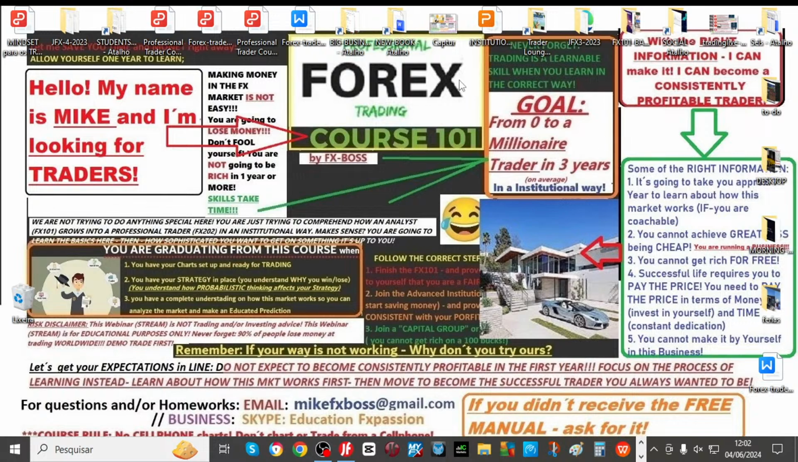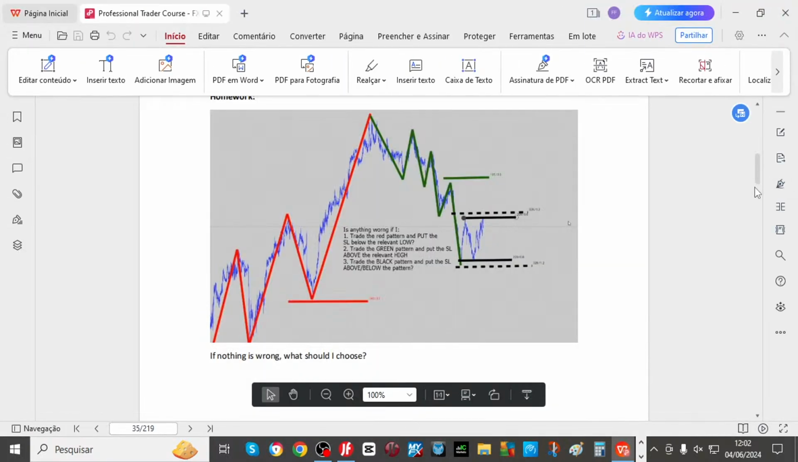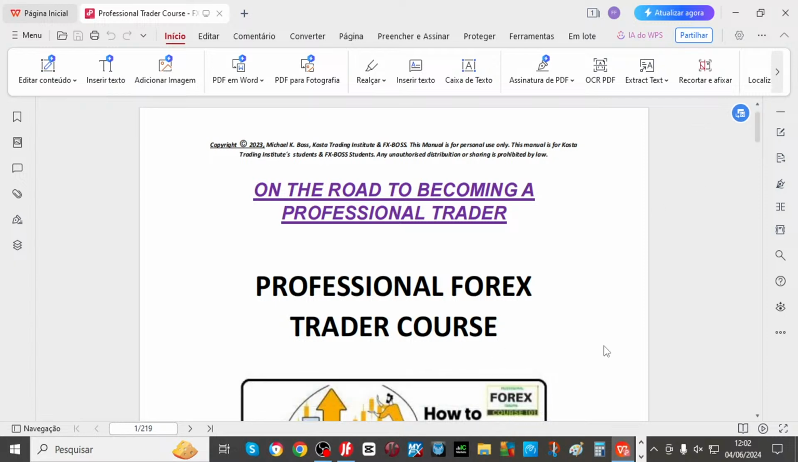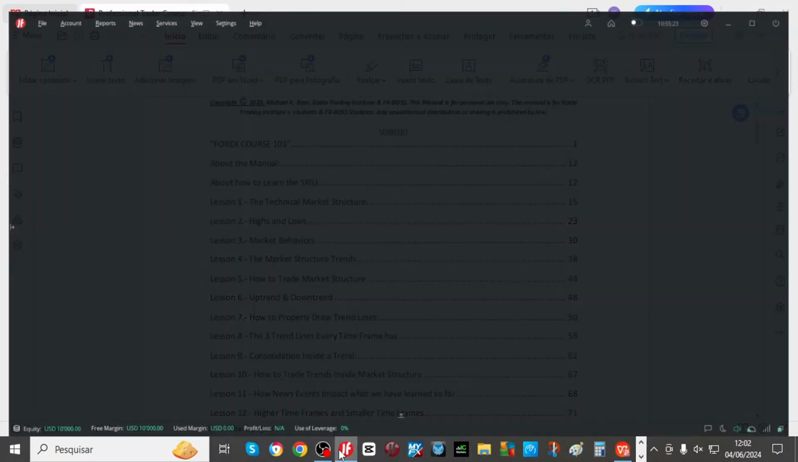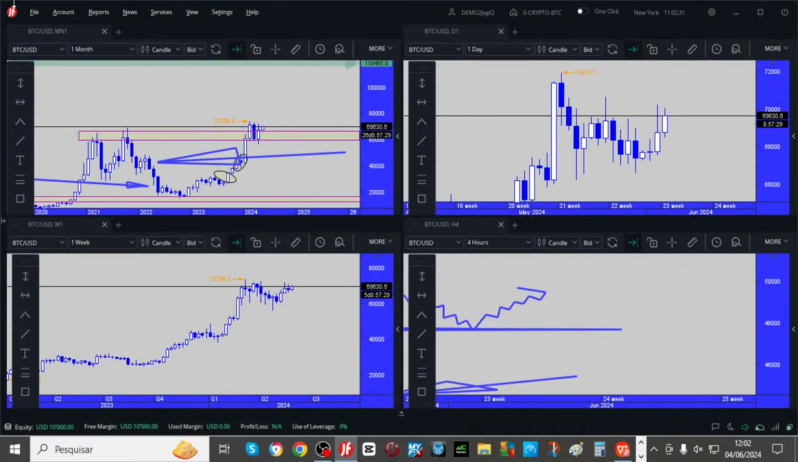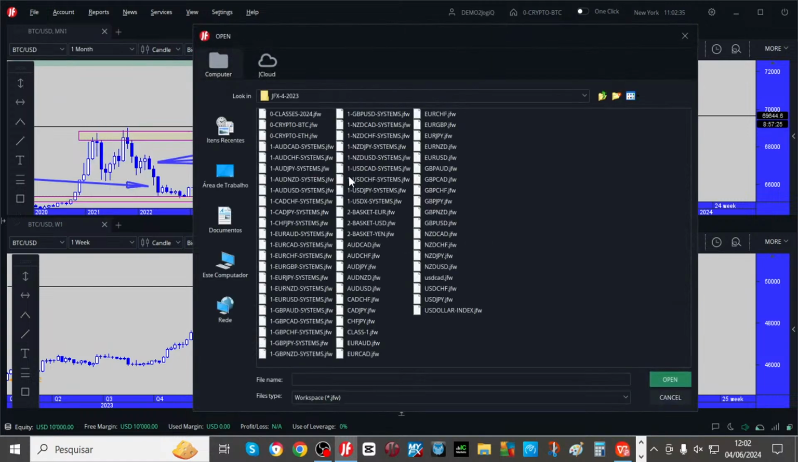All right, everybody, and professional trader course, I believe this is the manual, right? That's the manual. All right. That's the manual, and let's go to charts and file open. We are going to go to classes.